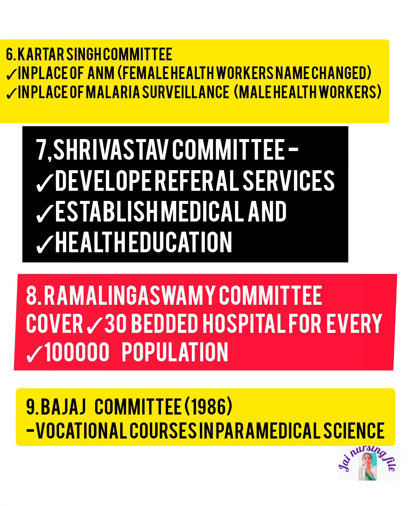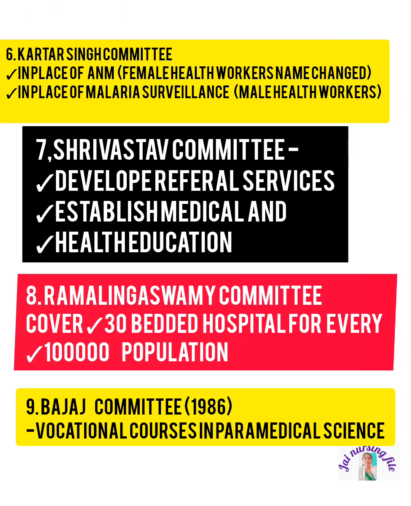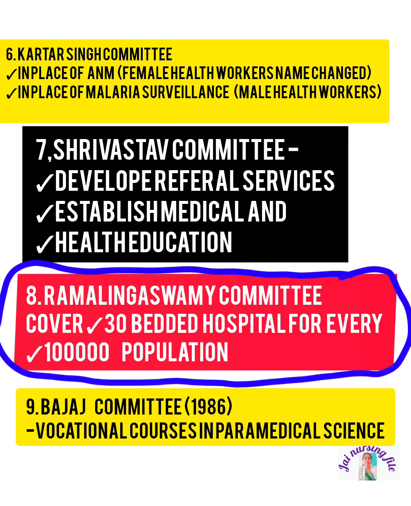Next one, Kartar Singh committee. In this, in the place of ANM, the name has been changed to female health workers. And in the place of malaria surveillance worker, the name has been changed to male health workers. And next one, Shrivastav committee. So develop referral services and establish medical and health education. And next one, Ramalingaswami committee. Here a 30-bed hospital has been allotted for every 1 lakh population.